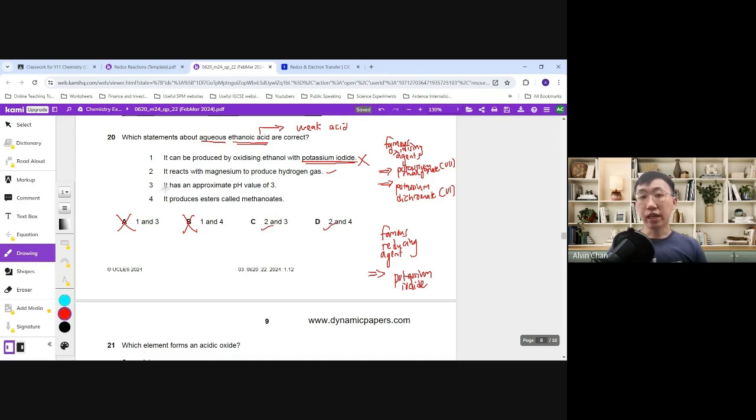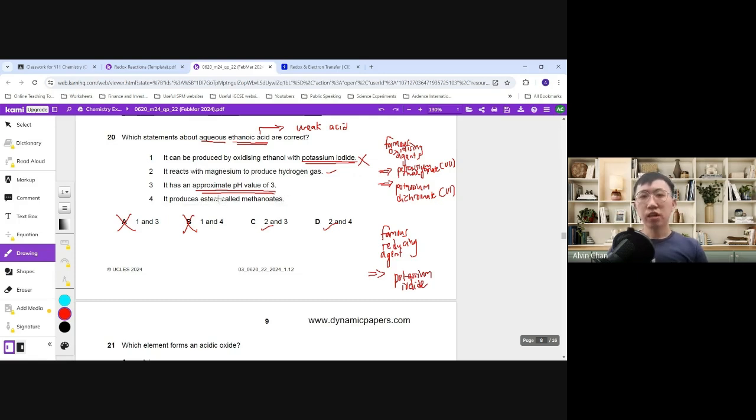Number 3, it has an approximate pH value of 3. Past year paper 6, you're going to write 1. Strong acid, you just write 1. If it is weak acid, they already consider numbers like 3, 4, 5, 6. So this is actually macam yes. If you are not very confident, you read the next one first.